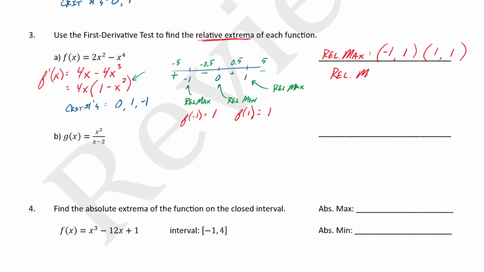And my relative min was when it was 0, and if I plug in 0, it looks like I get 0 take away 0, which stays 0.